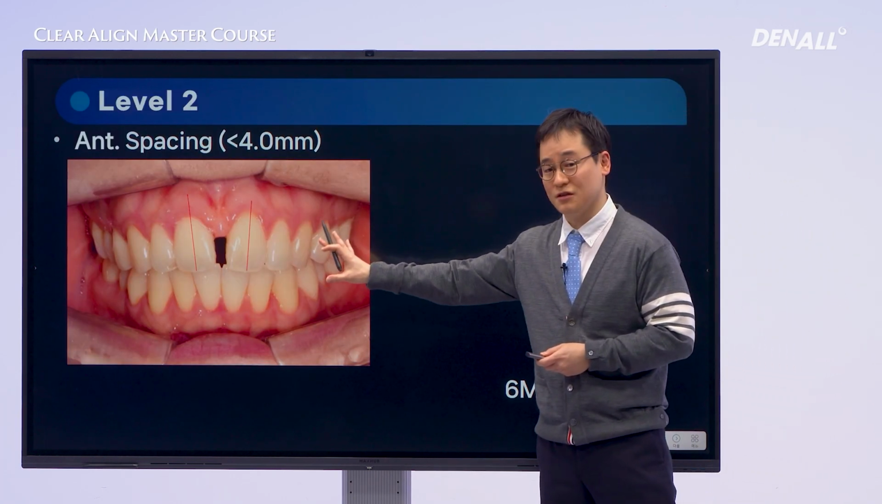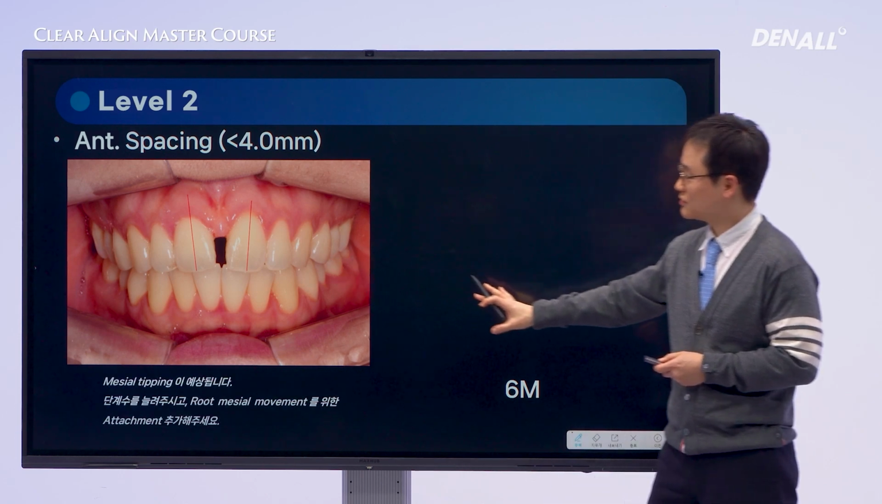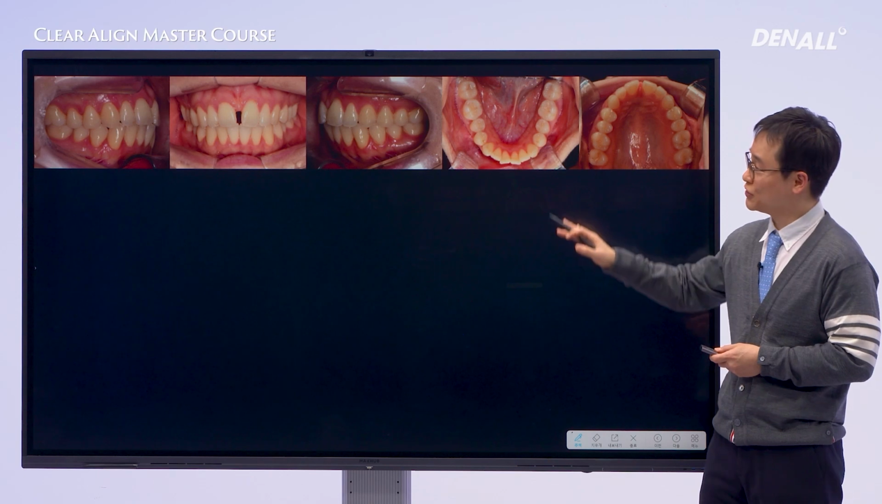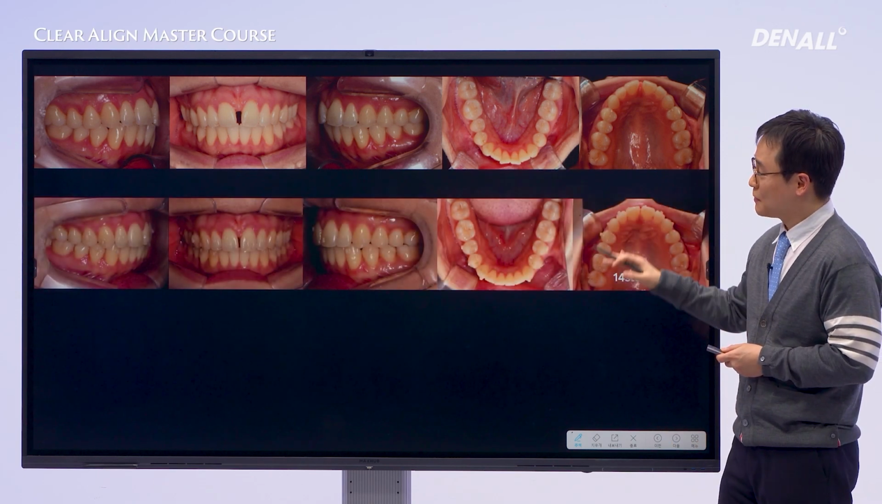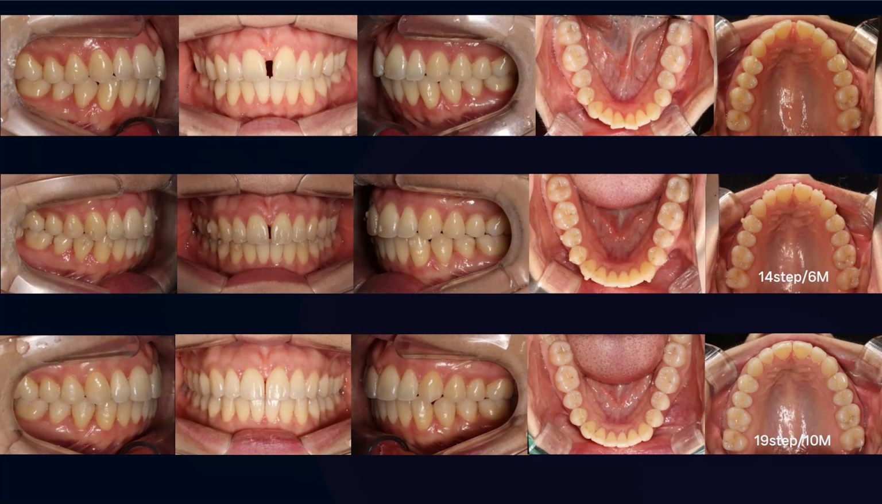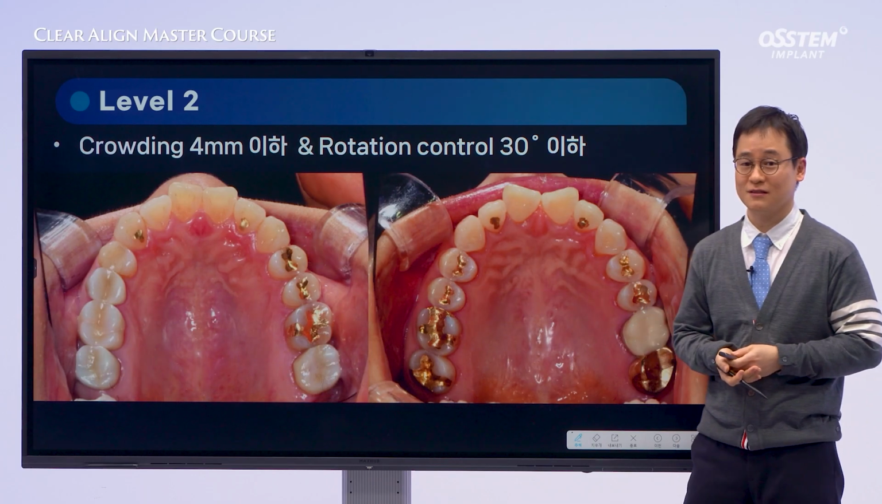So, for cases with significant anterior spacing, we can gradually close the gaps using attachments. To summarize, even if there is a large spacing, as long as we use attachments properly and the patient wears the aligners well, we can close the space without causing mesial tipping. I want to emphasize that such cases require caution.